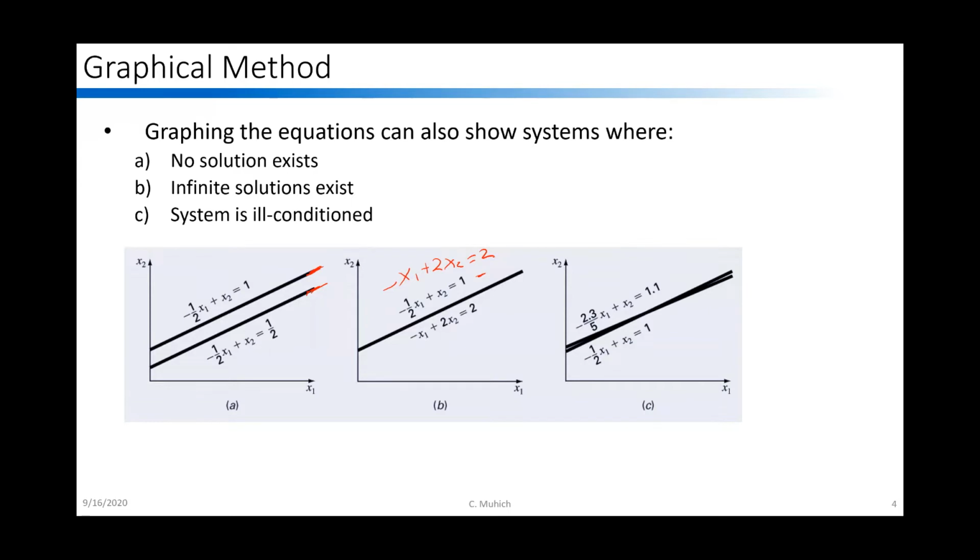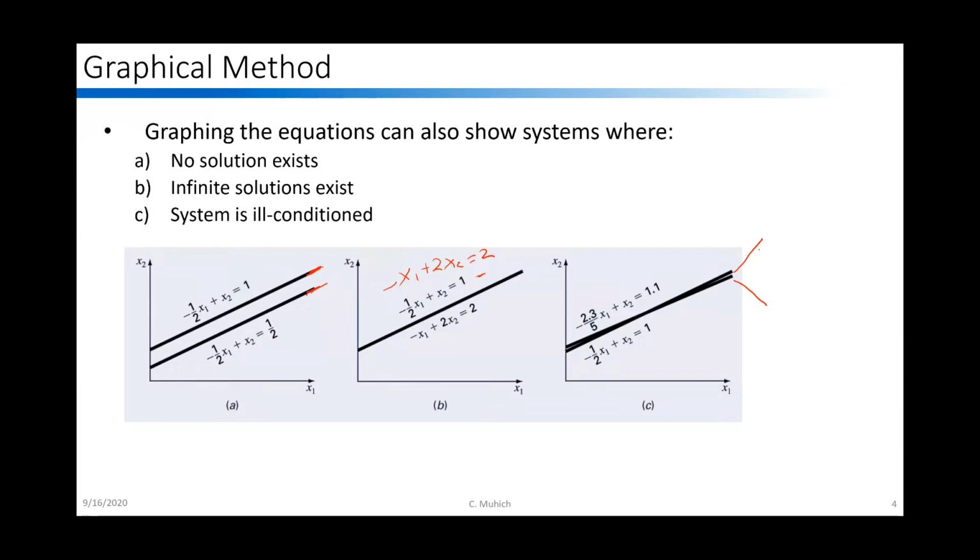The third case that's not great for solving simultaneous equations is where the system is ill-conditioned. In this case, we have two lines that are almost on top of each other. So the difference between these two values at any point is very small. This means it's going to be difficult for us to mathematically distinguish one line from the other. So this is called an ill-conditioned system. We're going to get to how we deal with that in a little bit, but I just want to set the stage of where we're going to go.